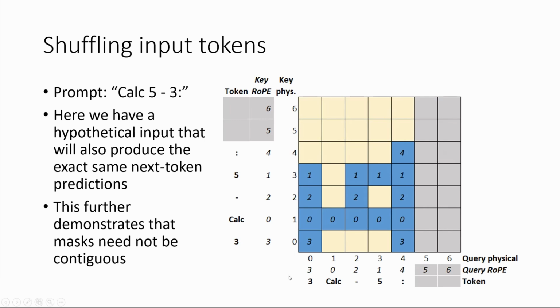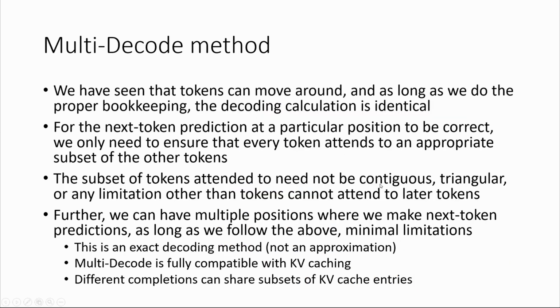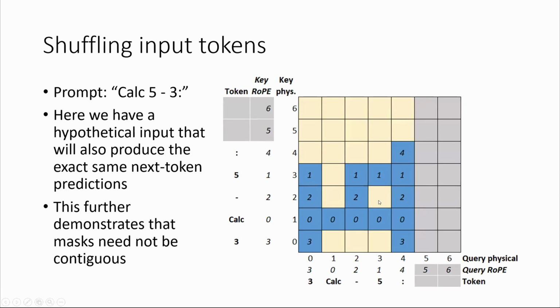The one thing I want you to take note of is that we're not actually going to use permutations in multi-decode. But the purpose of showing you this shuffle is that it demonstrates that your masks do not have to be contiguous. If you look at the mask for the token 5, which is the 1st token, it's not the very first one in the sequence, it's the second one in the sequence. It has 0, 1, 0, 1, 0, 1, 0, 1, and then a bunch of zeros from there on out.